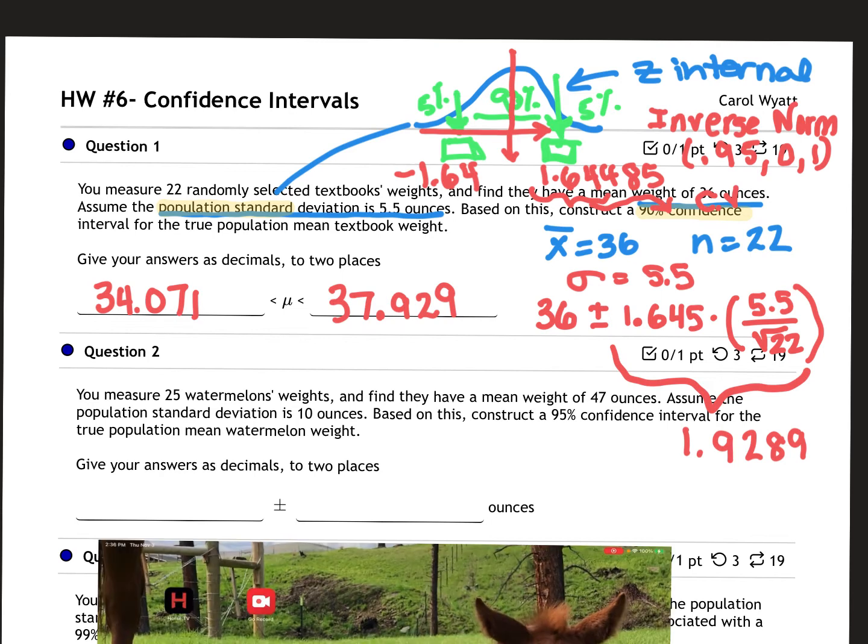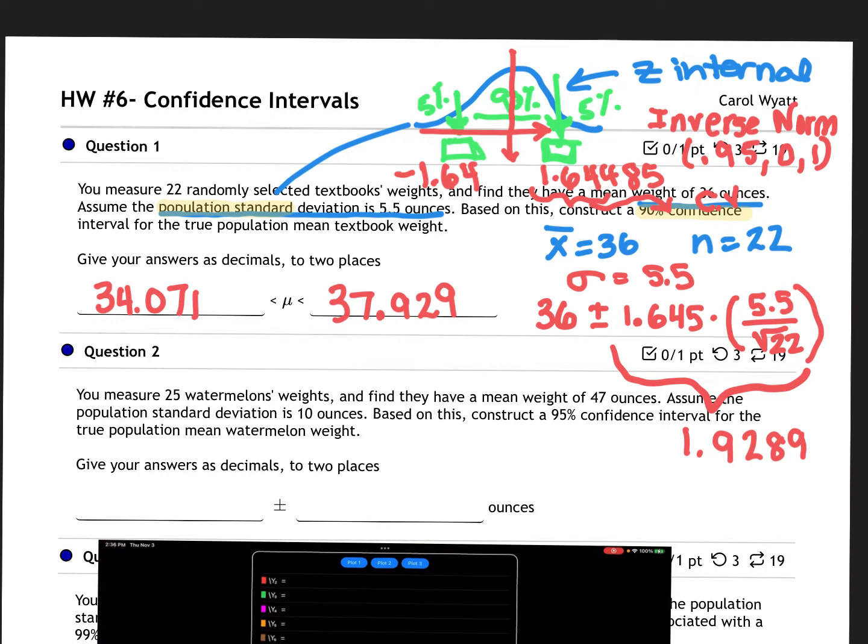Work on my second problem. You measure 25 watermelons' weights and find they have a mean average of 47 ounces. Assume the population standard deviation, so again we're doing a z-interval here, is 10 ounces. Based on this, construct a 95% confidence interval for the population mean of watermelon weight. So again, this is problem number 2 of the homework.